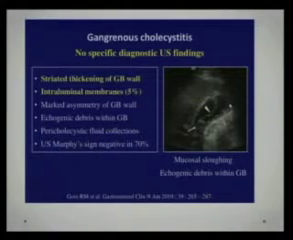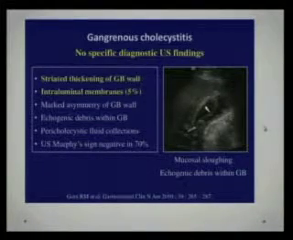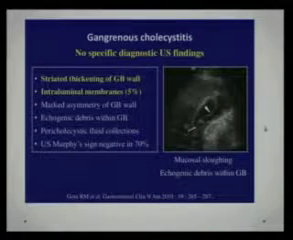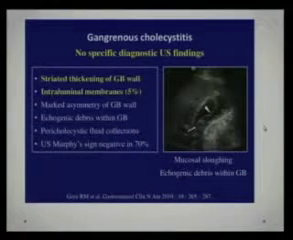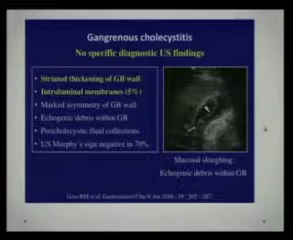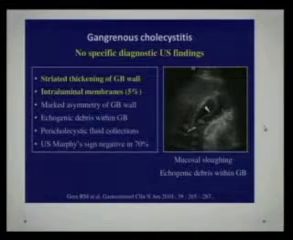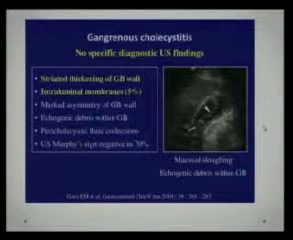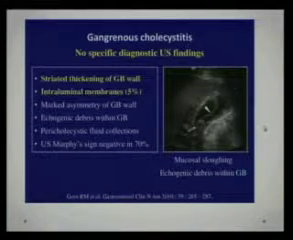The membranes may only be seen in the fundal region, only in the body, only in the neck. Initially, we can mistake the membranes for being a sludge ball, but looking at it more closely, we can see that it's actually not a sludge ball, it's actually sloughed off membrane. There will be marked asymmetry of the gallbladder wall. There could be echogenic debris within the gallbladder. There could be pericholecystic fluid collections, just telling us that there is inflammation. And ultrasound Murphy sign is usually negative.